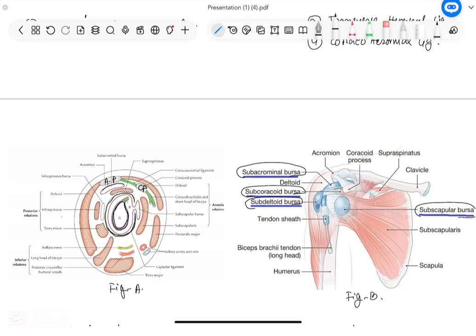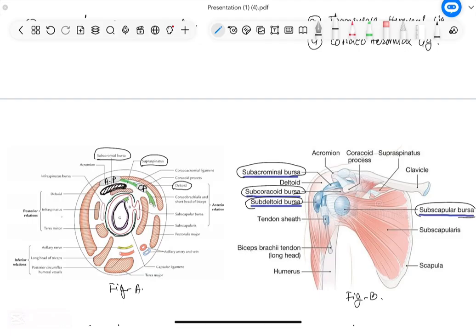Now bursa. First, just under the acromion process there is a bursa, and this bursa prevents friction between the bones and the muscles underneath, like the supraspinatus muscle. So what is the name of this bursa? As it is under the acromion process, the name is subacromial bursa. Now here you can see in front there is one more muscle, the deltoid. Some sections of the subacromial bursa are under the deltoid. That's why we can say it is the subdeltoid bursa also.